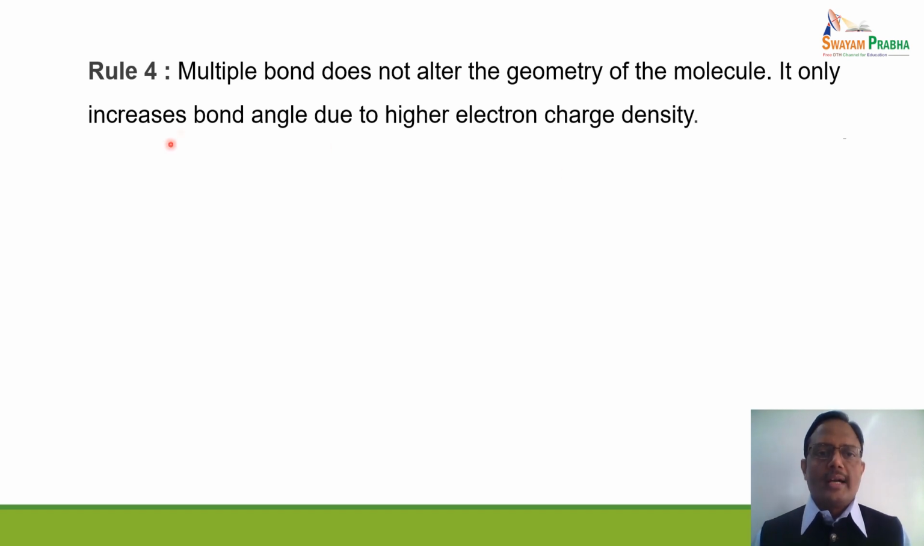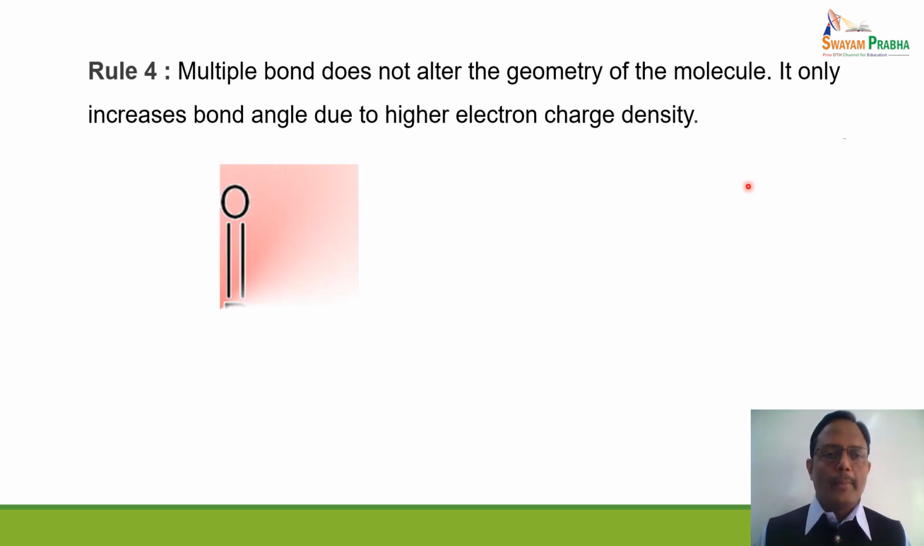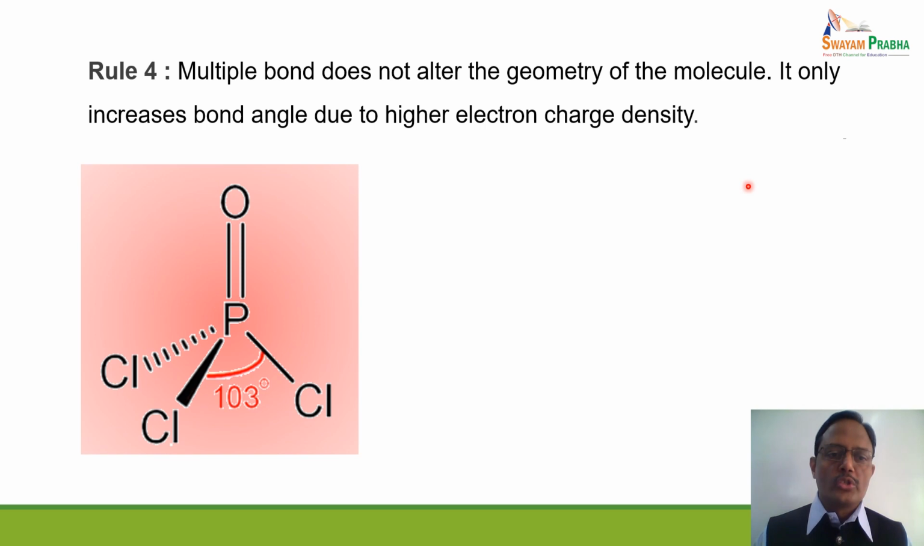The next rule says that a multiple bond does not alter the geometry of the molecule. It only increases the bond angle due to higher electron charge density. Let us take an example of a molecule like POCl3.